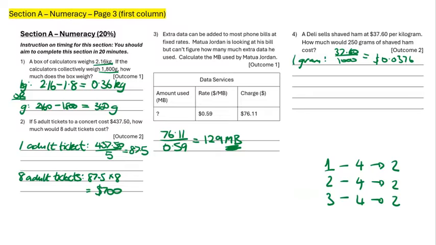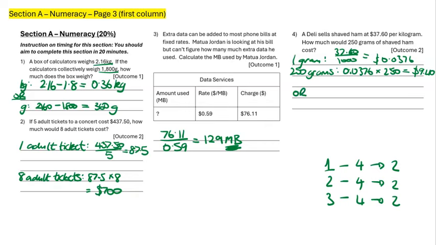Now that I've got that, I can use that number to find out the total for the 250 grams. It's going to be 0.0376, multiplied by the 250 gram weight of the deli shaved ham, and that gets us to $9.40. So that was actually the more complicated way to do this question.